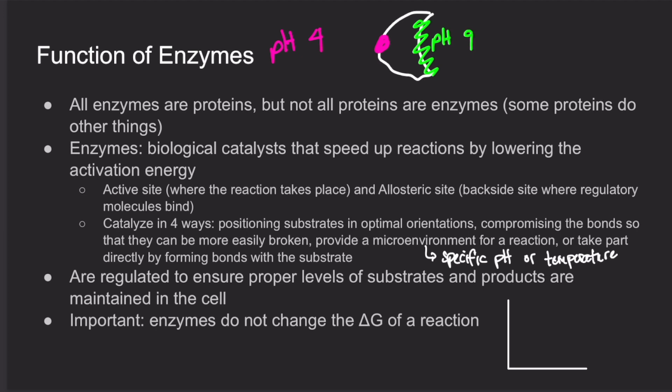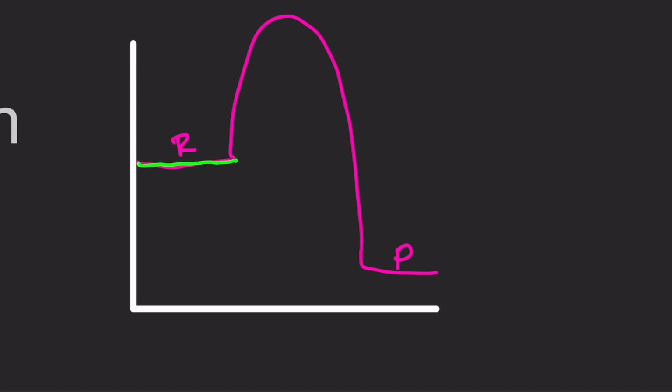enzymes do not change the delta G of a reaction. Okay? They lower the activation energy, but they do not change the Gibbs free energy of the reaction. So if we draw it out, let's say here is without an enzyme. You should be thinking an exothermic reaction, right? Because the reactants have a higher energy than the product, so energy was released. Okay, and then with an enzyme, it might be down there.